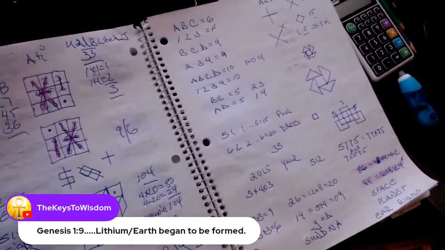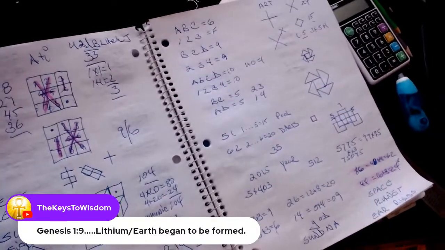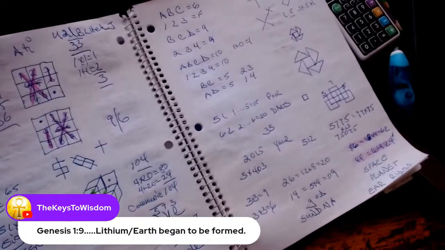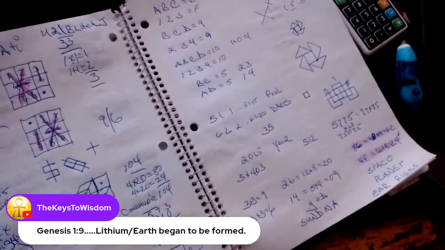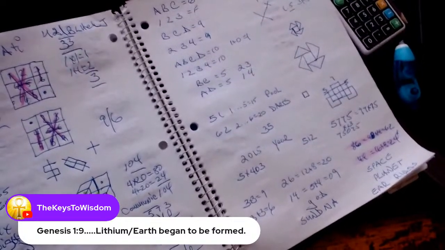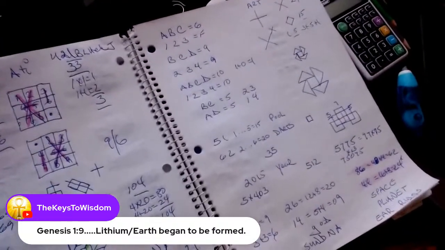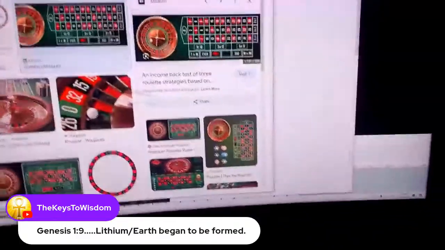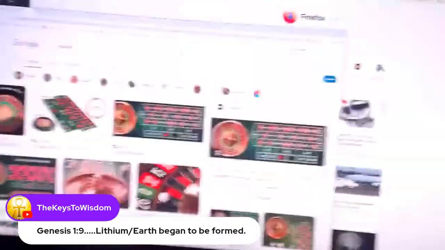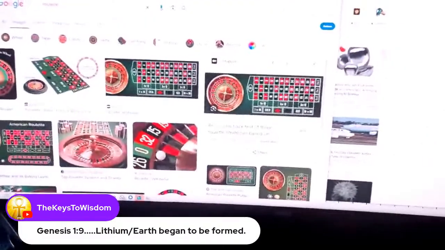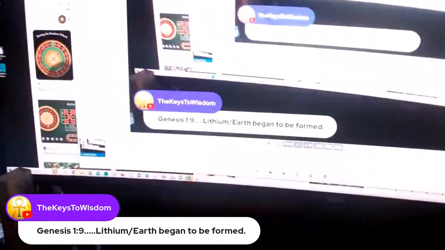I'm going to have to, I don't know why I don't have it. Let me see. Hold on. Roulette. Roulette. Check it out. See if I can get this a little bit bigger. Hold on a second. I have to get my camera. I lost my video. Hold on a second.